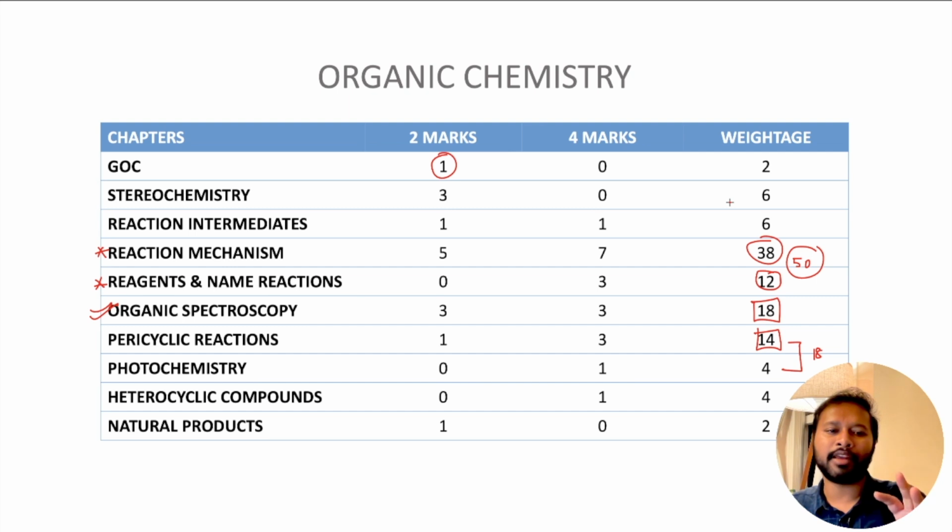So what governed most part of organic chemistry is your reaction mechanism, reagents and name compound, organic spectroscopy, and pericyclic photochemistry. If you just do these 5 topics, most of your organic chemistry was covered over here. So this was a detailed topic-wise analysis of the CSIR June 2024 exam.